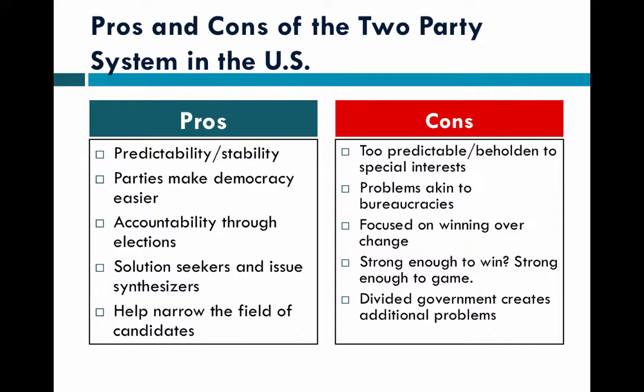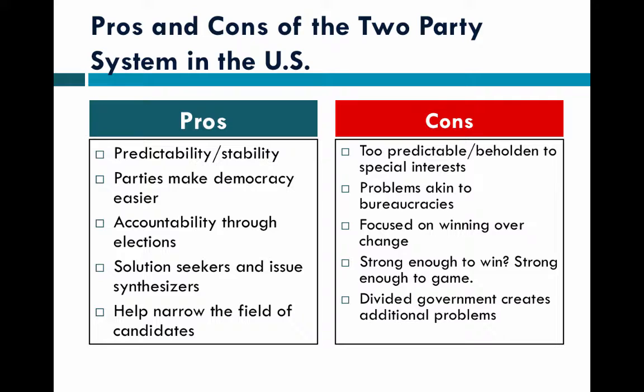So we're going to talk about our reading in a little bit about the American Political Science Association's prescient call in the 1950s about issues with the two-party system. But let's talk about where we are, at least right now. There are some pros to our system.